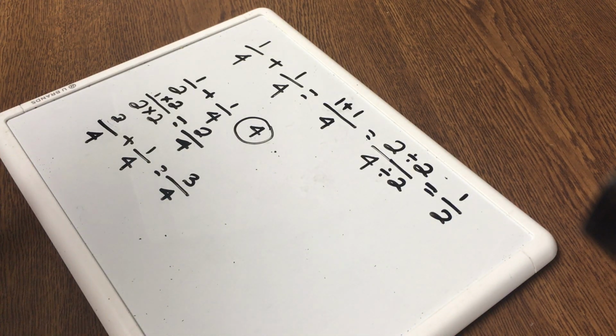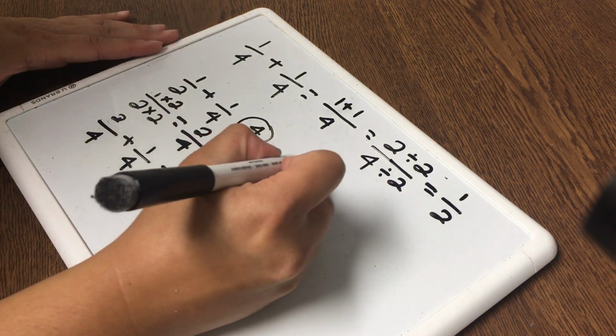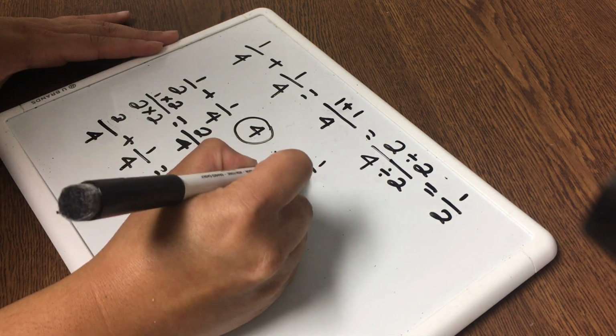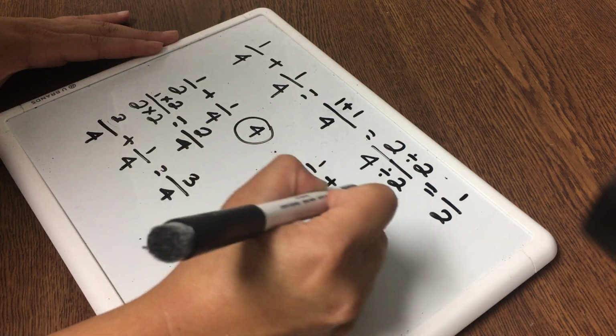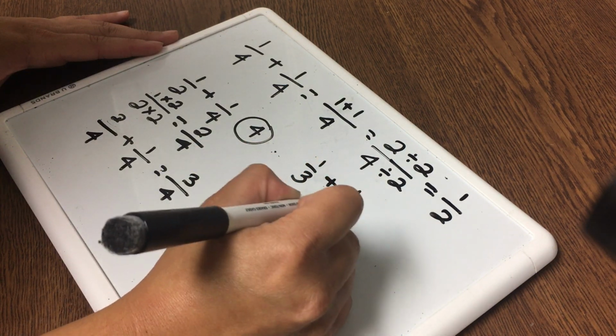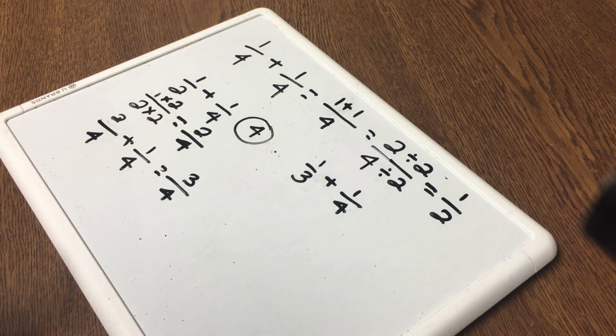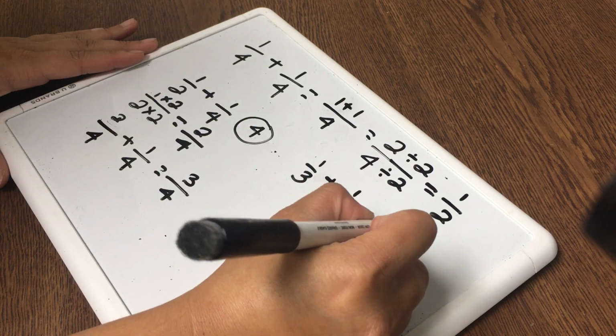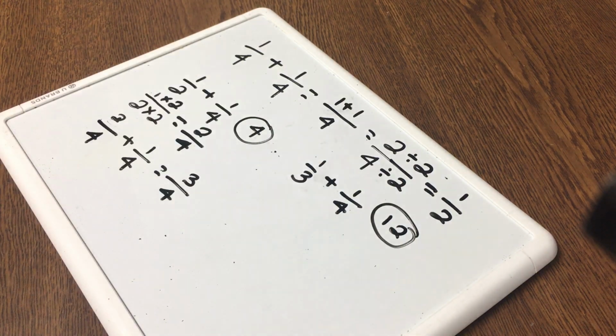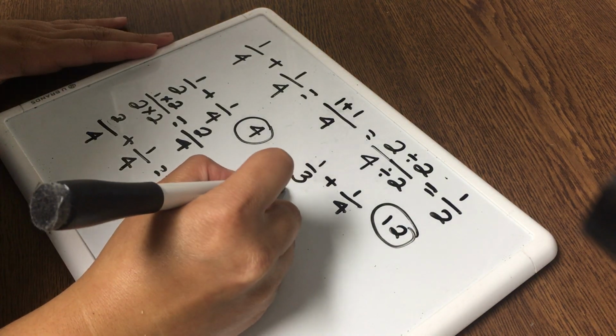Okay, how about another equation where it gets a little bit trickier? How about let's try 1/3 plus 1/4. What do 3 and 4 have in common? 12. Okay, so let's do 1/3.